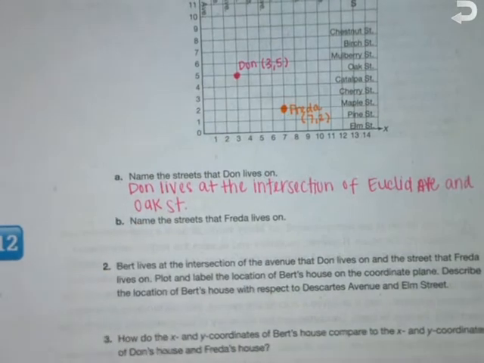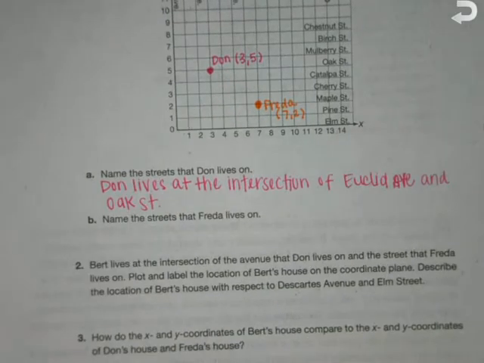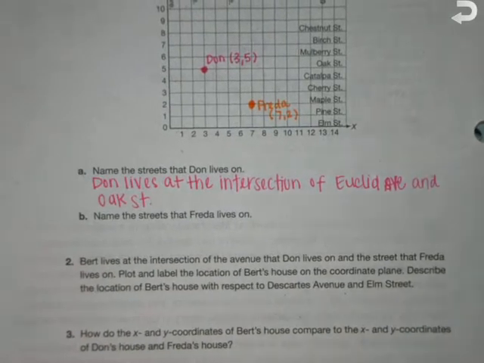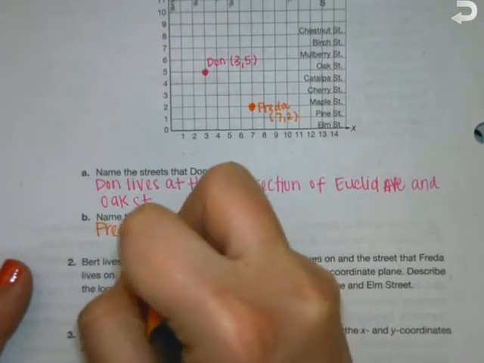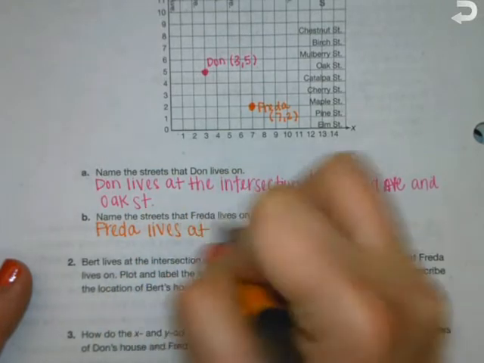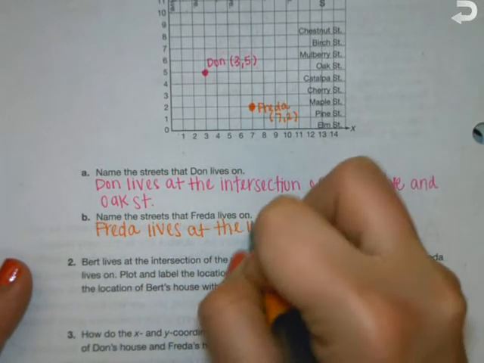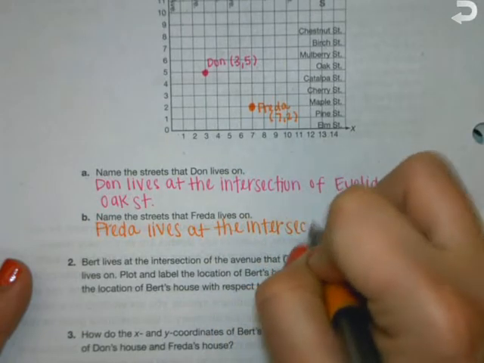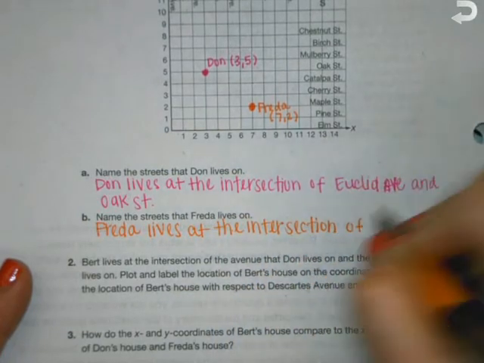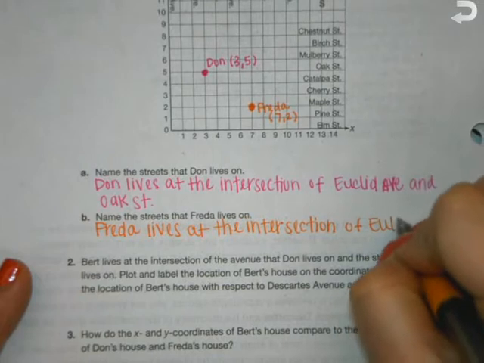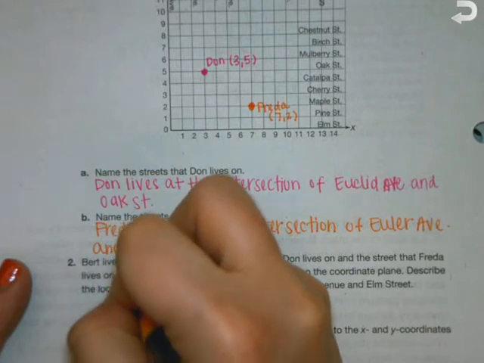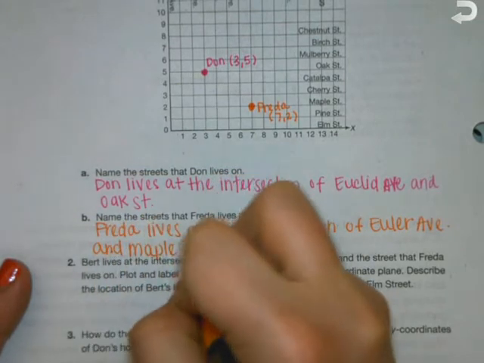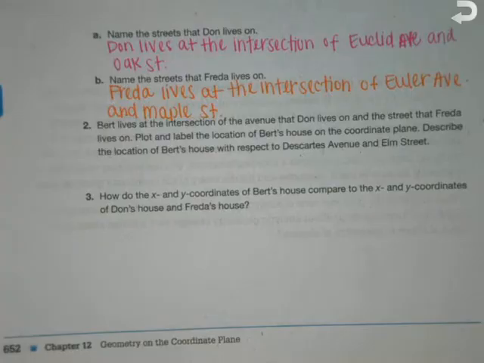Okay, do Frida for me. Guys, where does Frida live? What intersection? Boiler and Maple. Okay, so Frida lives at the intersection of Boiler Avenue and Maple Street. So far, so good? Okay.